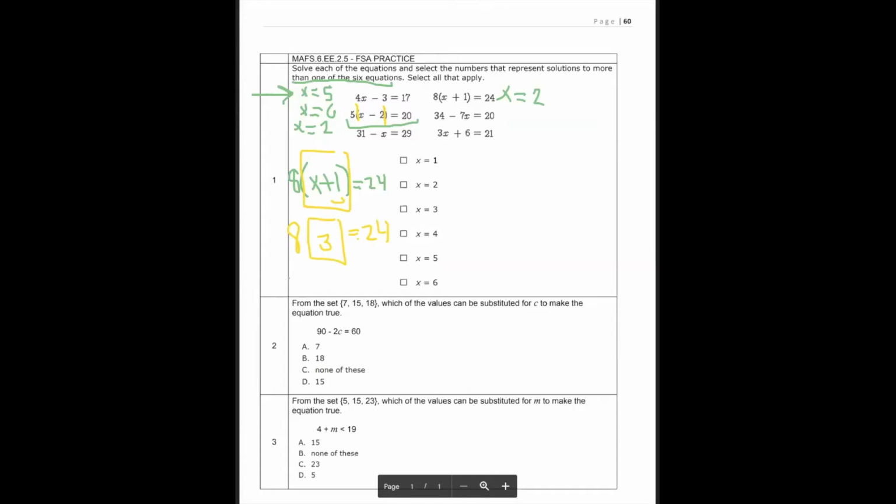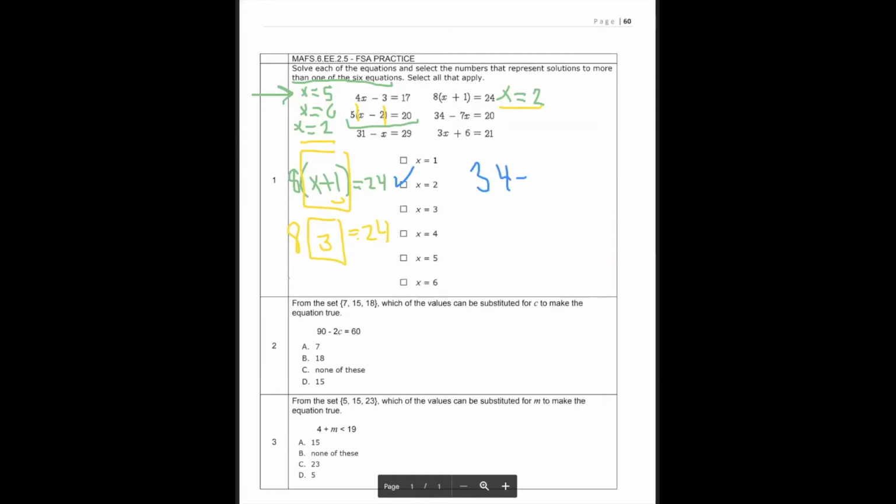So again, now look, we can notice something. I see x is equal to 2 twice. That already fits the rule, you can mark it off. Yep, exactly. Because it says more than one of the 6 equations, so that one works. So we already have one of our answers. We could have more though. So let's try the other one.